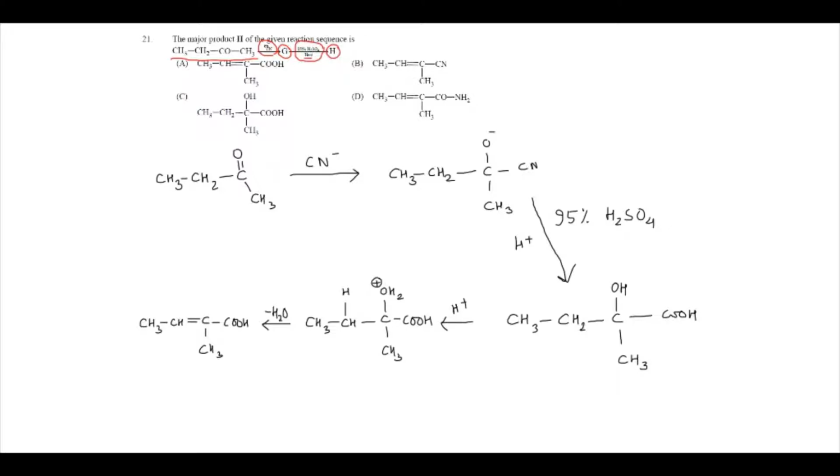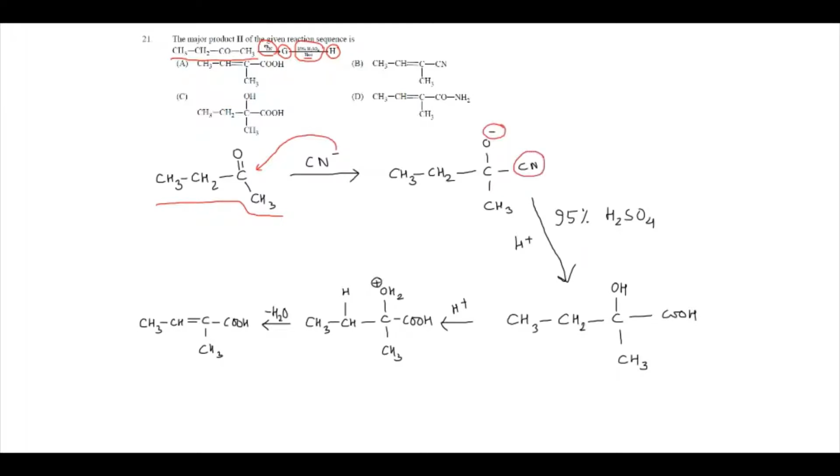Here I have written in a much clearer way the ethyl methyl ketone, and it is reacting with cyanide, CN minus. CN minus is a nucleophile, and it will attack the electrophilic center, the carbonyl carbon, and will form this compound with a negative charge over the oxygen atom, and we have a cyanide group attached.